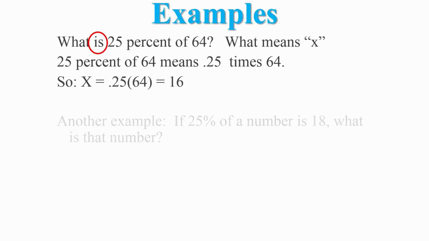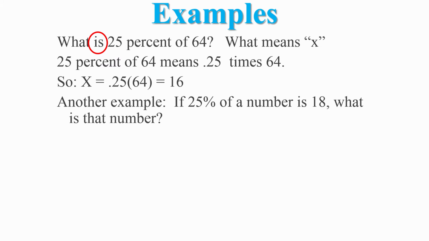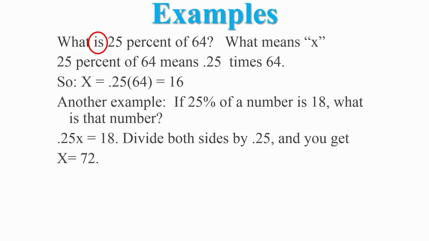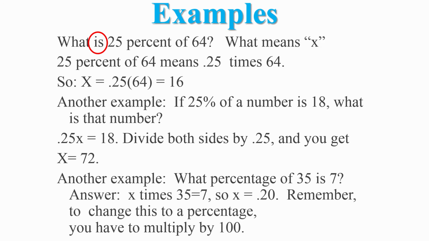All right, let's try this one. If 25% of a number is 18, what is the number? So the equation is 0.25 times x, the number that we don't know, equals 18. Divide both sides by 0.25, and you get x equals 72. And one more type of problem. What percentage of 35 is 7? So x times 35 equals 7. So x equals 7 divided by 35, or 0.20. Now remember, to change this to a percentage, you have to multiply it by 100, so it's 20%.